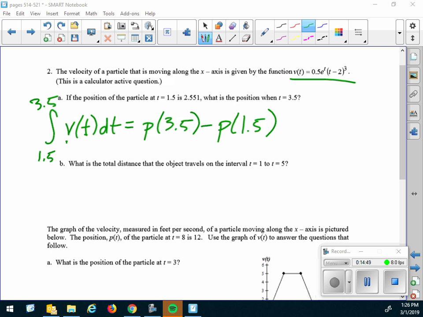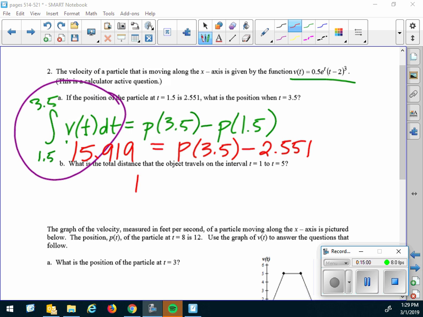How are you going to solve it? Well, you're going to go to your calculator and you're going to integrate this. Go. So p of 3.5 is what, 15.919 plus 2.551? What is that? 47.